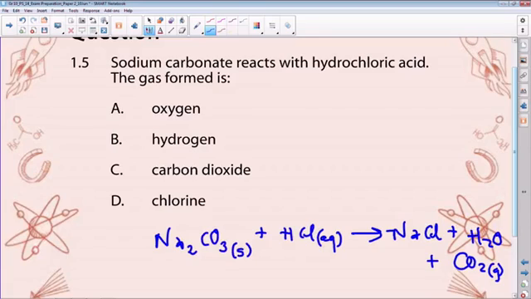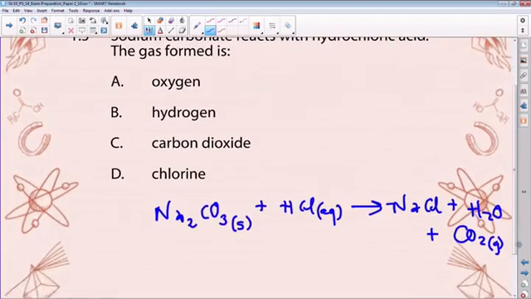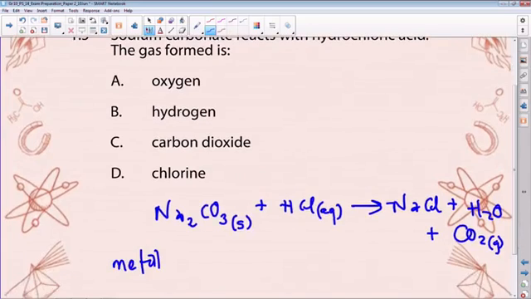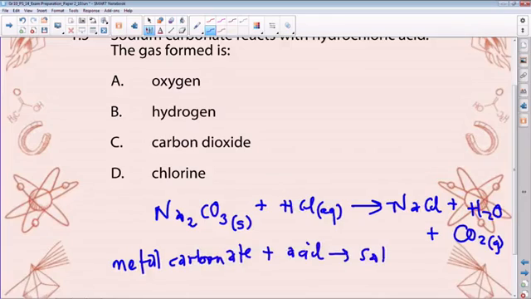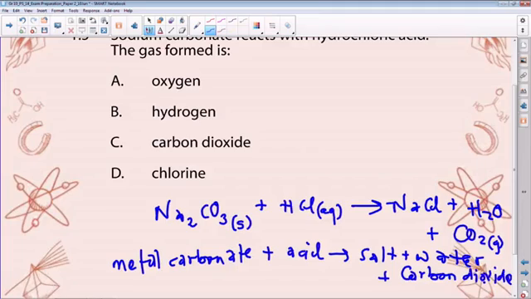So we know that if a metal carbonate reacts with an acid, metal carbonate plus an acid, what do we get? We get a salt, water, plus carbon dioxide gas. So the gas that is formed in this displacement reaction is called carbon dioxide, right? That's our CO2. So hence it leaves us with that as our solution, which is option C.